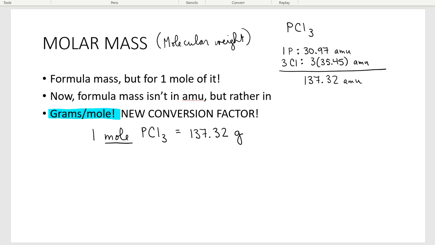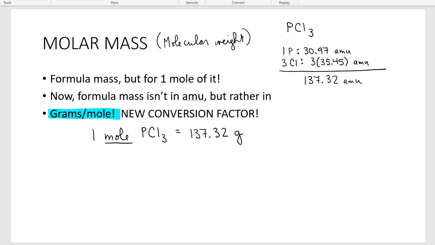We can even use this to get how many atoms of each thing we're weighing out. I'm not going to go into the background of how this was determined. This was determined, I'm pretty sure, based on carbon and so on and so forth. But the bottom line is now we can use all of those atomic masses from the periodic table to get information about grams. So let's use this PCl3 in a couple of different ways to show you how powerful this is.